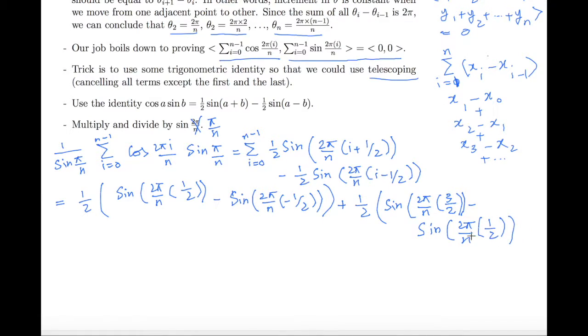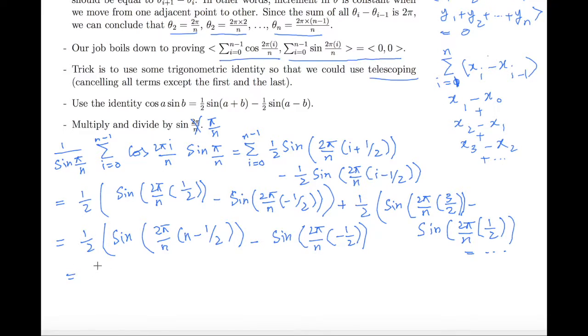Okay, so now you note that this term 2 pi over n times 1 over 2 has a negative sign here and a positive sign here, so this will cancel out. So what is the last? So we can say this is equal to, it goes on and on and on. So our answer is half sine of, so what is the last term? The last term is when I is equal to n minus 1. So I equal to n minus 1 plus half, so n minus half. So we can say 2 pi over n times n minus half, and then the first term, the negative sign here, minus sine of 2 pi over n times minus half.